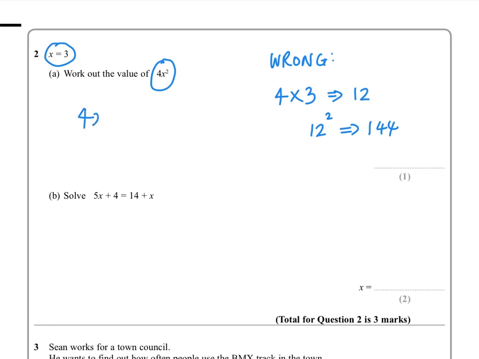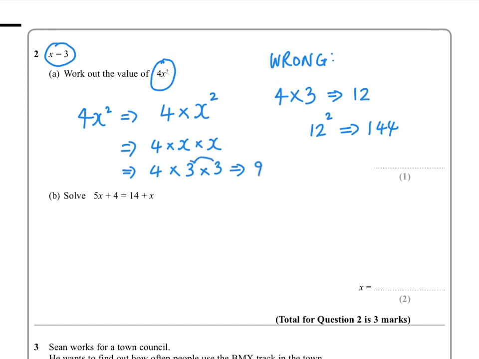What 4x squared actually means is 4 lots of x squared, which is the same as writing 4 times x times x. So in this case we want 4 times 3 times 3, and you can do the multiplication in any order now. So I'll do 3 3s are 9, times the 4 would be 36.